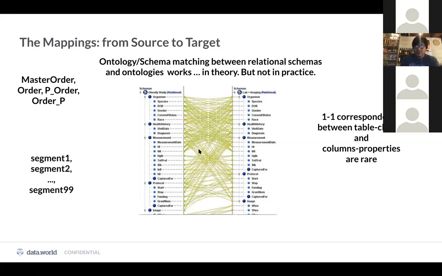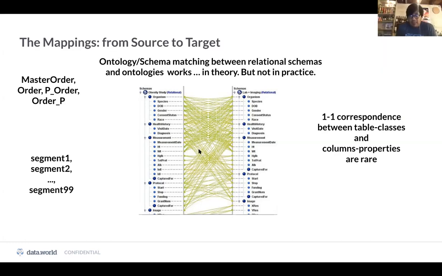Then you have columns like this. You have columns that are called segment 1, segment 2. And then people say, okay, well, let's go use the values, right? Well, the values are A, B, and C. What does segment 1 mean when the values are A, B, and C? Right? These are the real world problems.